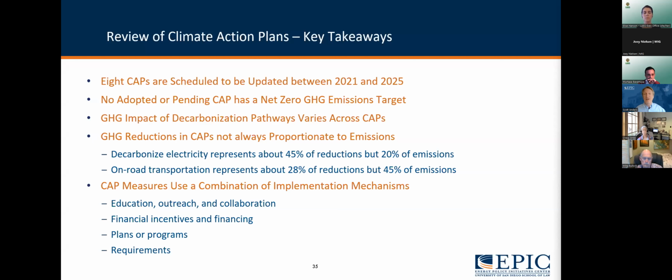Similarly, for off-road, it's the opposite. On-road transportation represents about 30% of reductions, but accounts for about 45% of emissions. And there's a wide range of implementation mechanisms and combinations of those mechanisms, including education, outreach, and collaboration, financial incentives, and financing plans and programs and requirements.